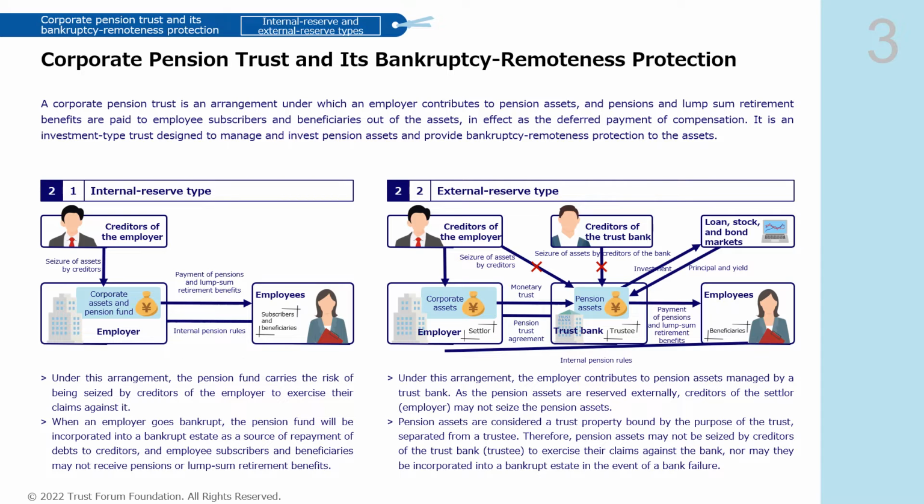It's sometimes called independence of trust property. This is because trust property, which is legally owned by a trustee, is treated separately from the trustee's own property. All these advantages enable corporate pension trusts to provide sophisticated asset protection for their recipients and subscribers. Externally reserved corporate pension plans were first adopted in Japan as qualified retirement pension trusts in April 1962 under an updated taxation system.